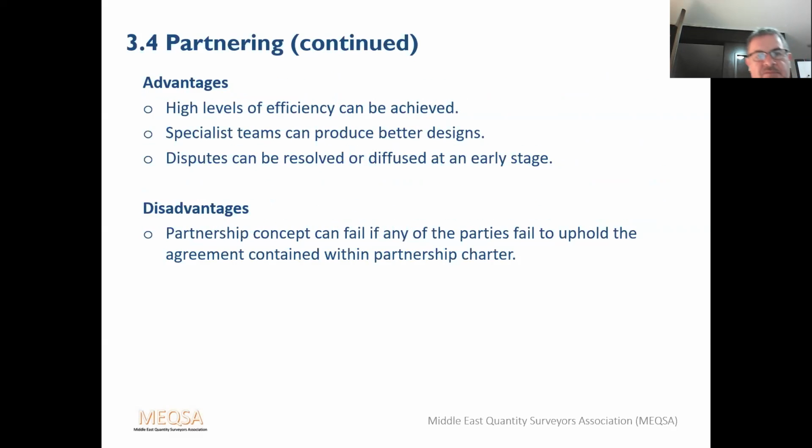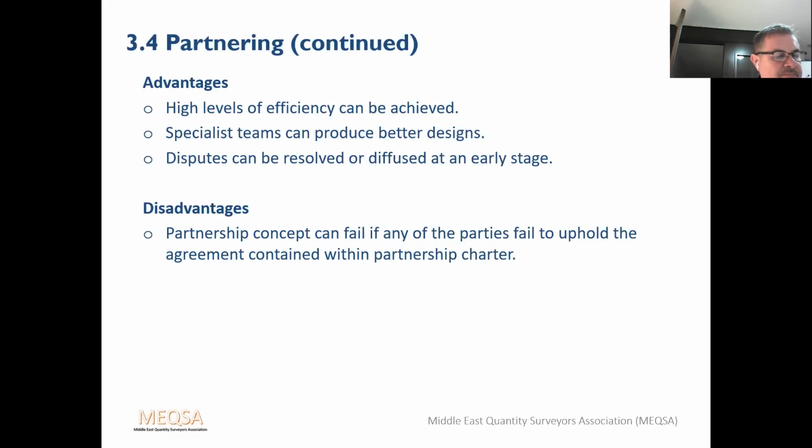The advantages of partnering are that high levels of efficiency can be achieved, specialist teams can produce better designs, and disputes can be resolved or diffused at an early stage. There are disadvantages in that the partnership concept can fail if any of the parties fail to uphold the agreement contained within the partnership charter. It really depends if the team is going to trust each other, and they've got to be prepared to be open. If there's any issues, they've got to raise them early and then see how they can actually manage them and mitigate them early in the process before it becomes any sort of dispute.